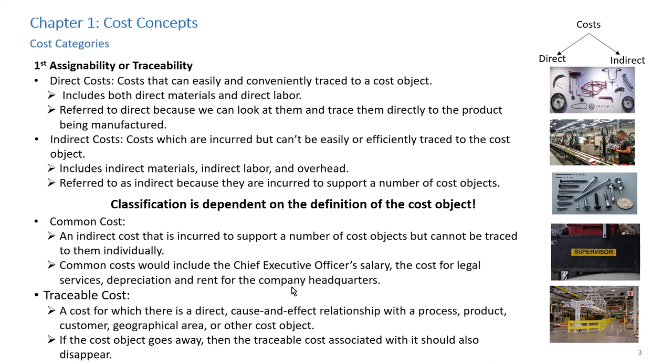Traceable costs, on the other hand, are costs that have a direct cause and effect relationship with a process, a product, a customer, a geographical area, or other cost object. So when it comes to common costs and traceable costs, common costs cannot be traced to a cost object, while traceable costs can be traced.